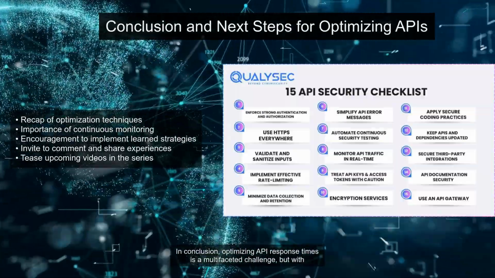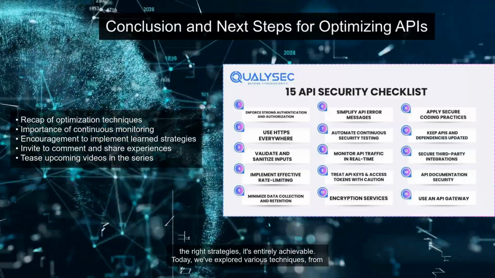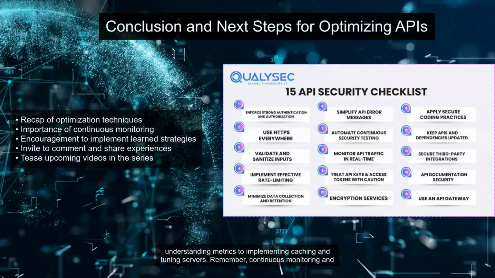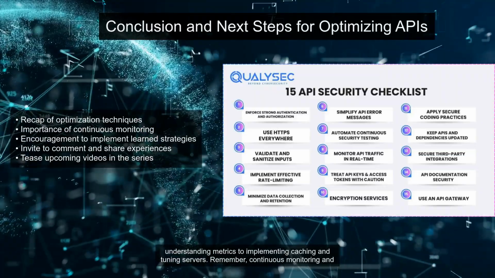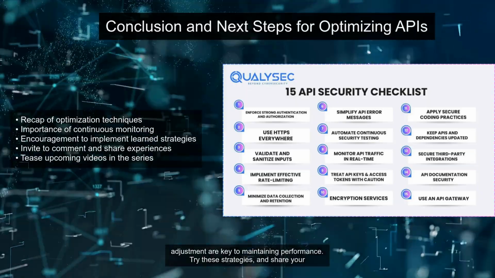In conclusion, optimizing API response times is a multifaceted challenge, but with the right strategies, it's entirely achievable. Today, we've explored various techniques, from understanding metrics to implementing caching and tuning servers. Remember, continuous monitoring and adjustment are key to maintaining performance.